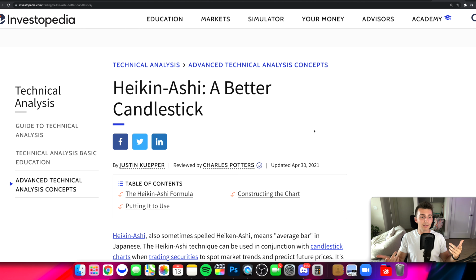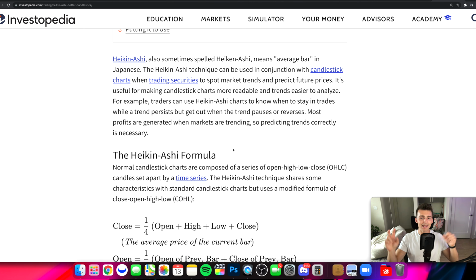I personally have used these candles and I think they have their use for sure in active trading. And so we're going to be diving into that. Both swing trading and day trading, they can be useful for sure. So what is this? Well, Heikin-Ashi comes from average bar in Japanese.